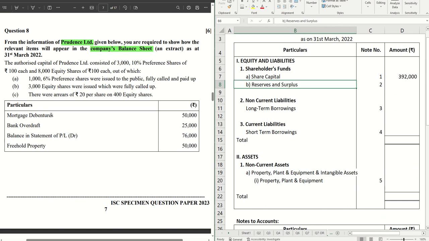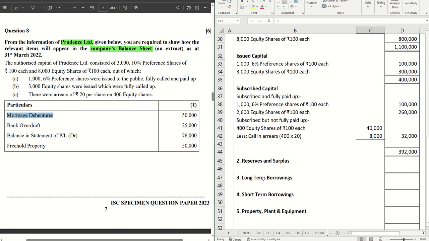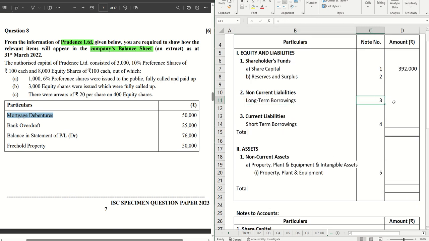Let's move on to the other information that we have. We have mortgage debentures of 50,000. Now this is straight away a long-term borrowing, right? So we go here, long-term borrowings. Under that, we mention mortgage debentures of 50,000, and this amount goes to your non-current liabilities against long-term borrowings. You mention this amount, 50,000.